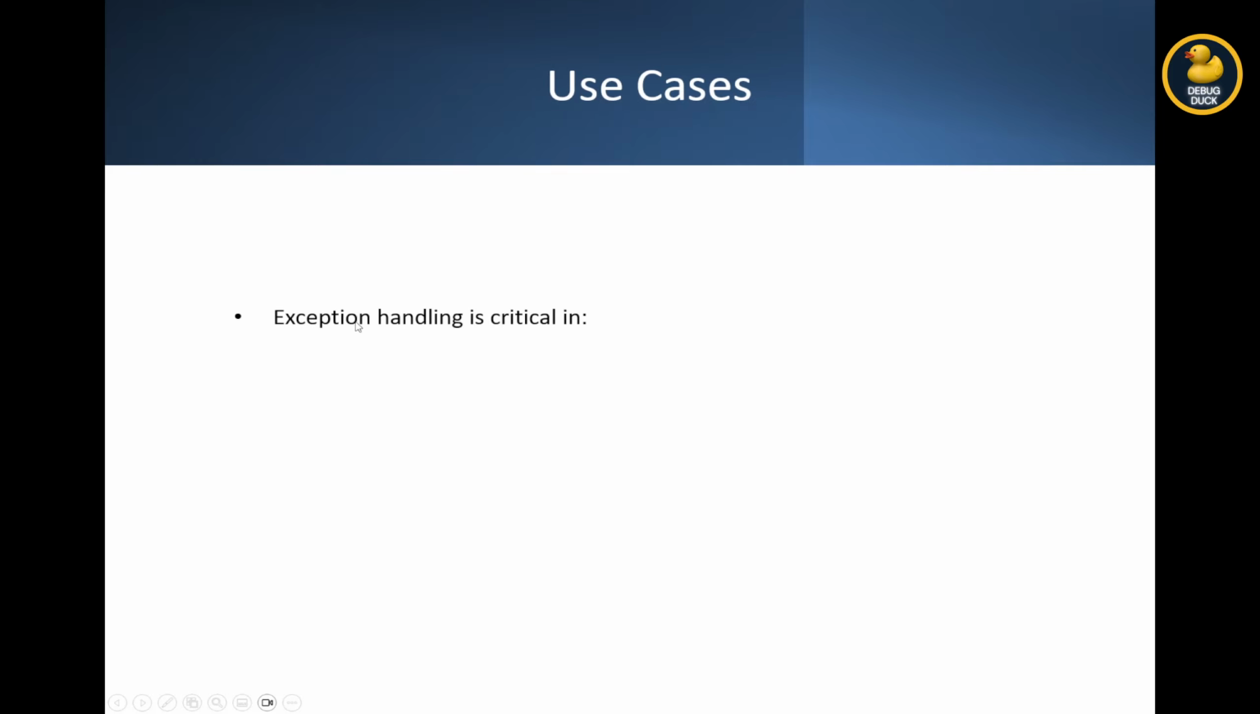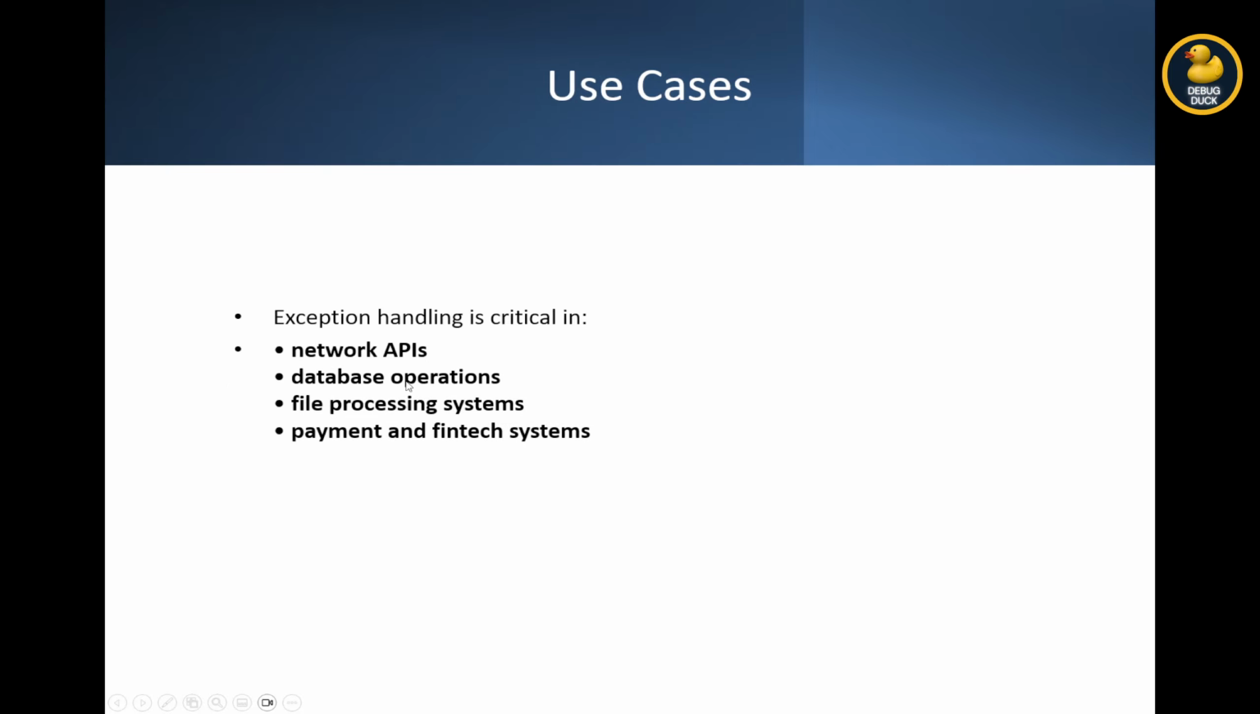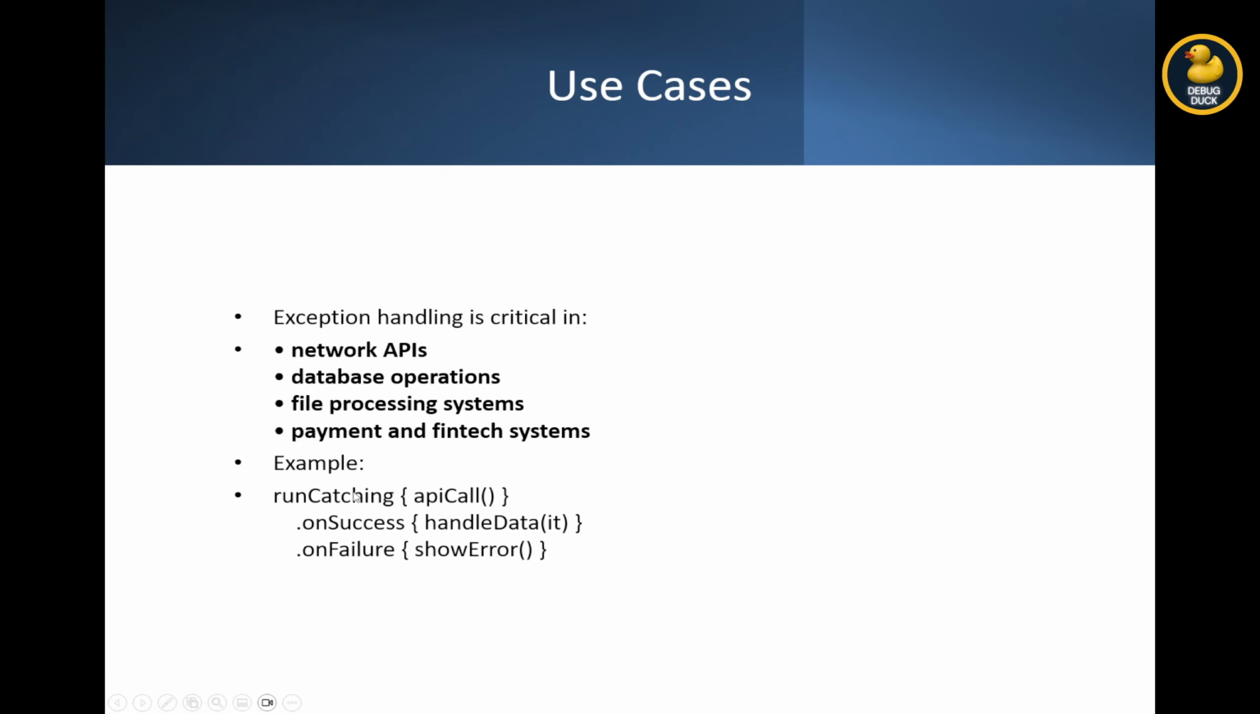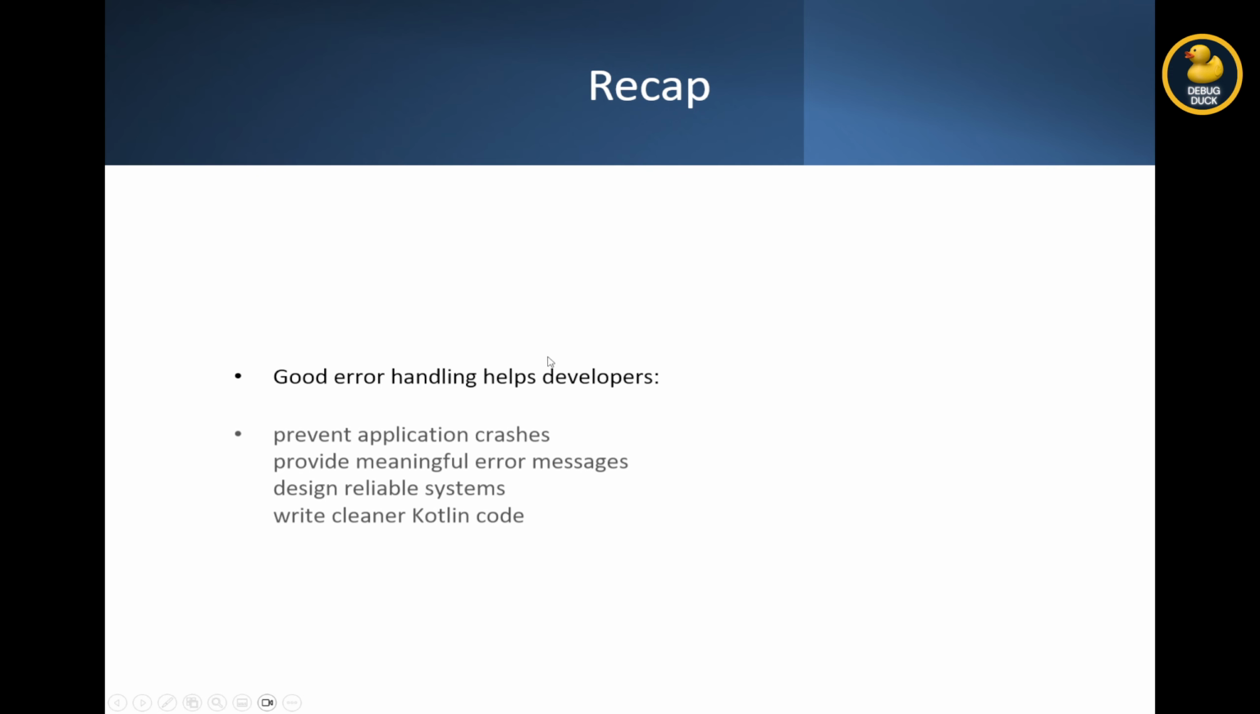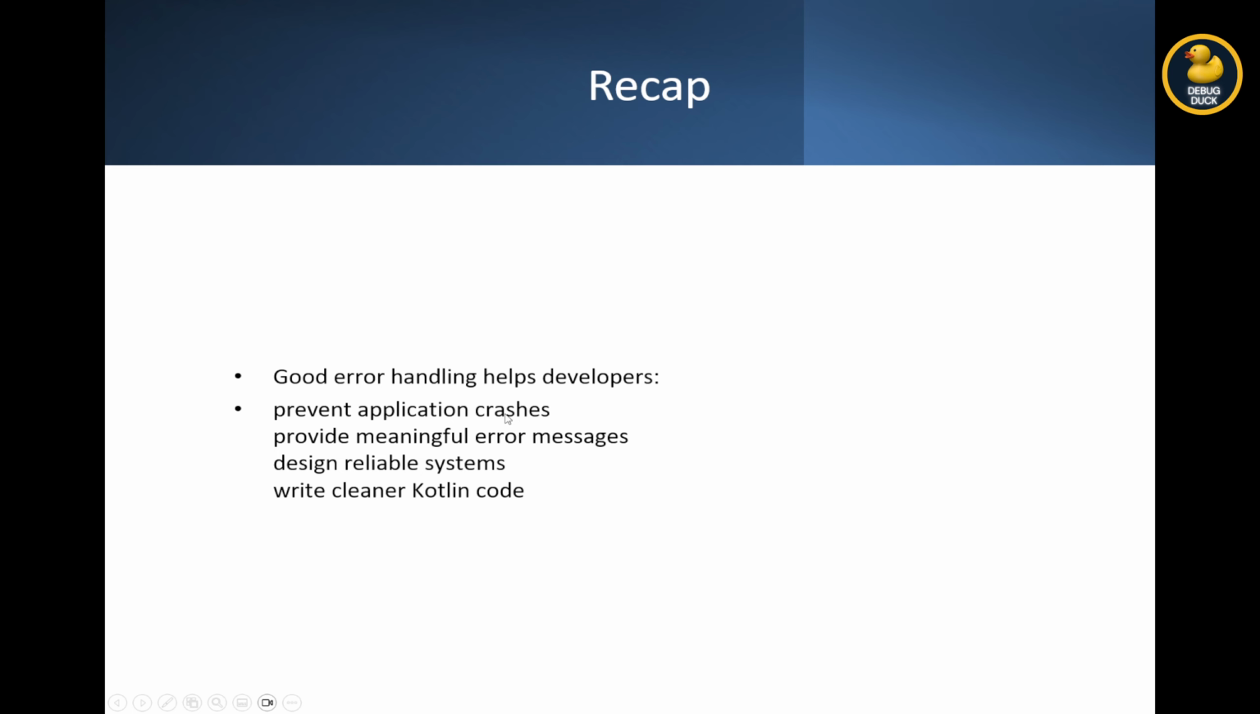The use cases. Exception handling is critical in network APIs, database operations, file processing systems, and payment and fintech systems. For example, runCatching an API call, then onSuccess handle the data and onFailure show an error. Good error handling helps developers prevent application crashes, provide meaningful error messages, design reliable systems, and write cleaner Kotlin code.